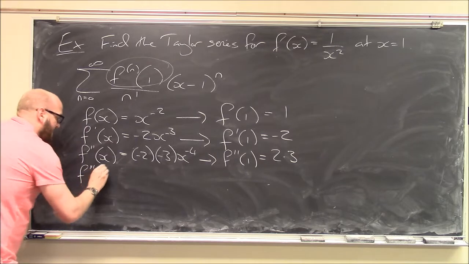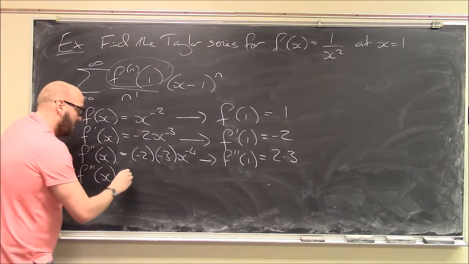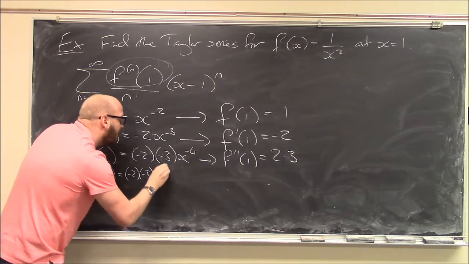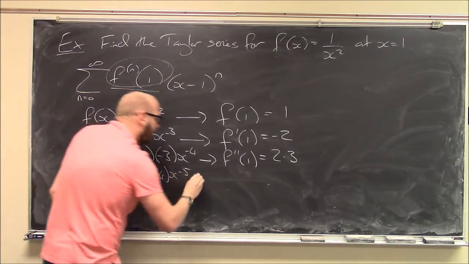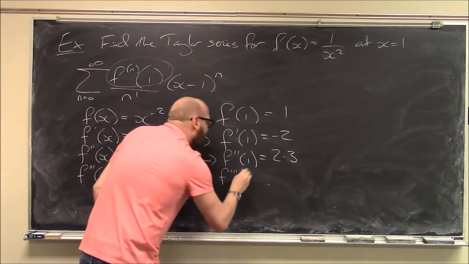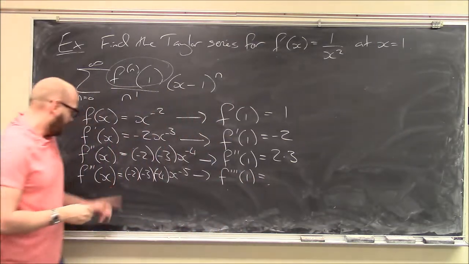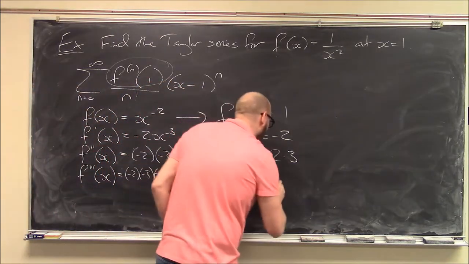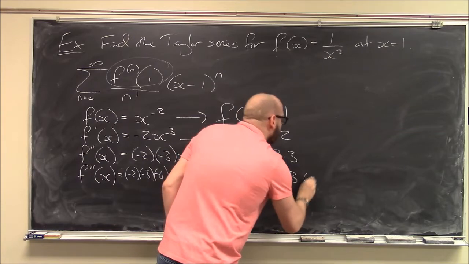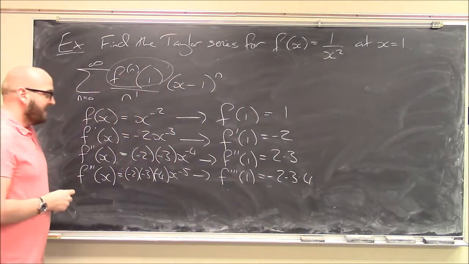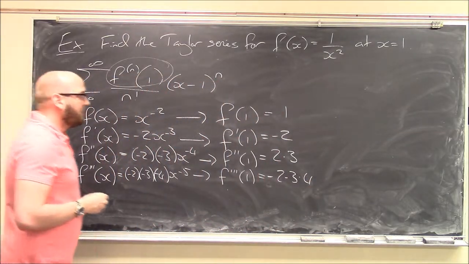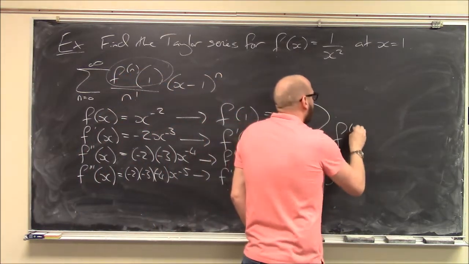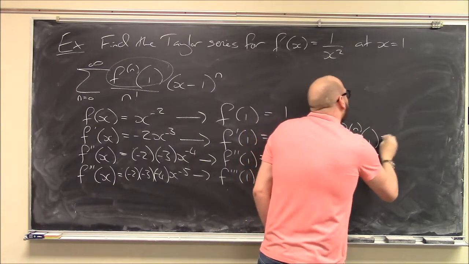Third derivative. We're going to have minus 2 times minus 3 times minus 4 times x to the minus 5. So now if I plug in 1 into this, I've got 3 minuses, makes it minus 2 times 3 times 4. So minus 2 times 3 times 4. So perhaps you can identify the pattern now. What do you think the nth derivative at 1 is?